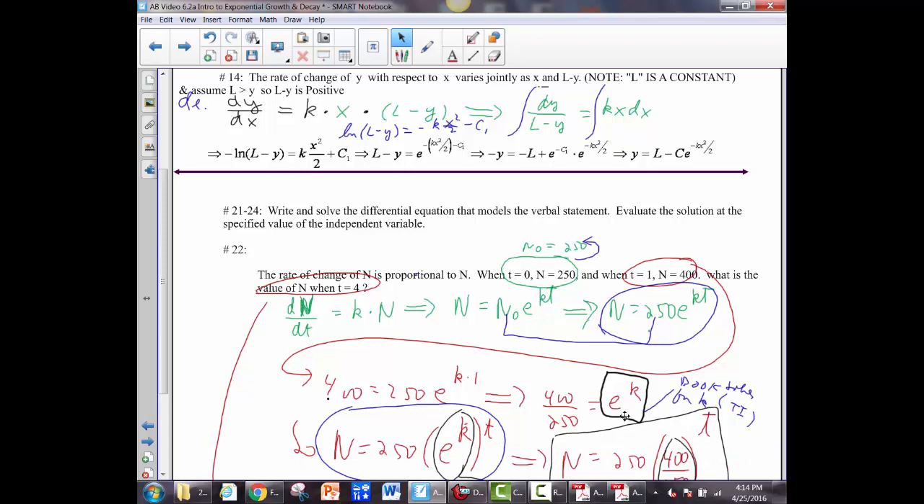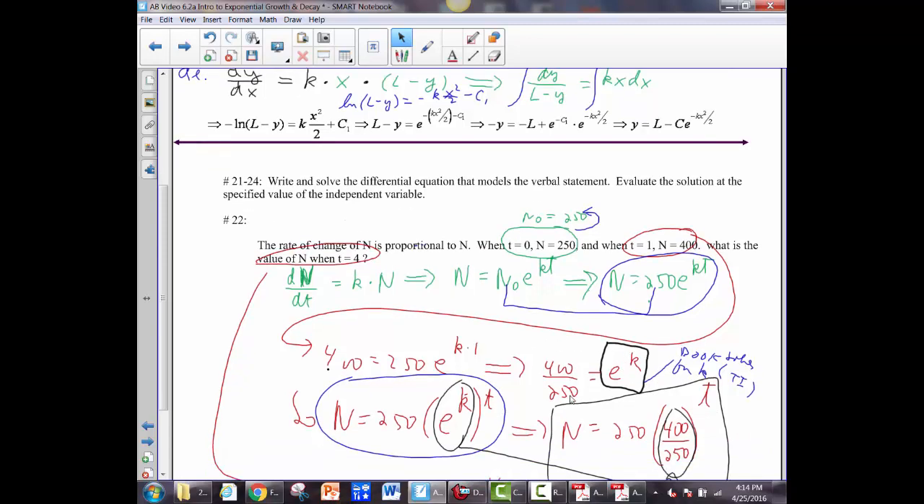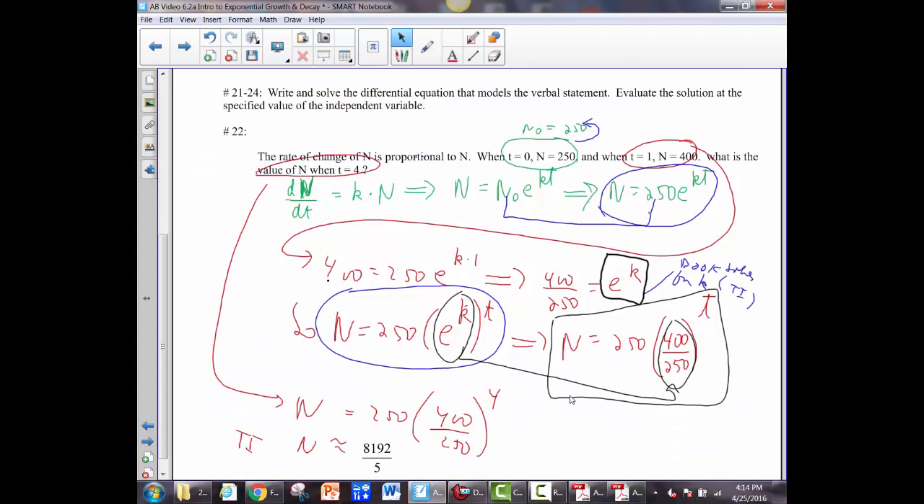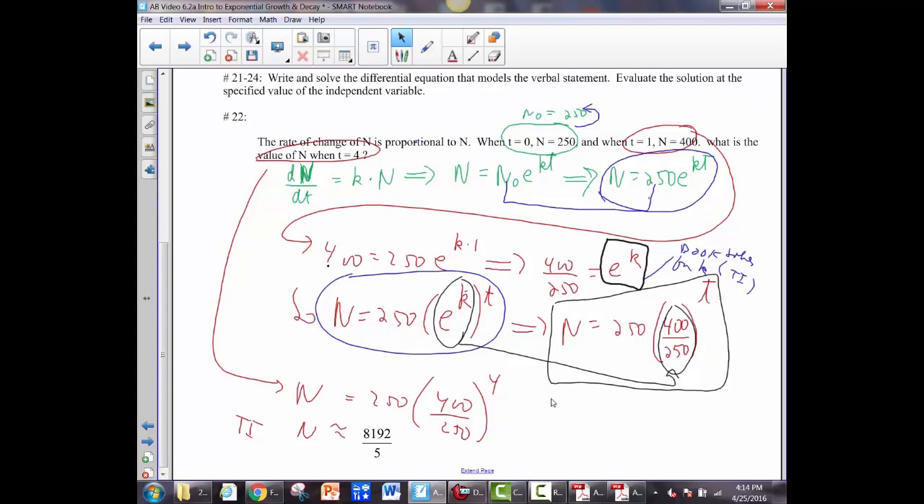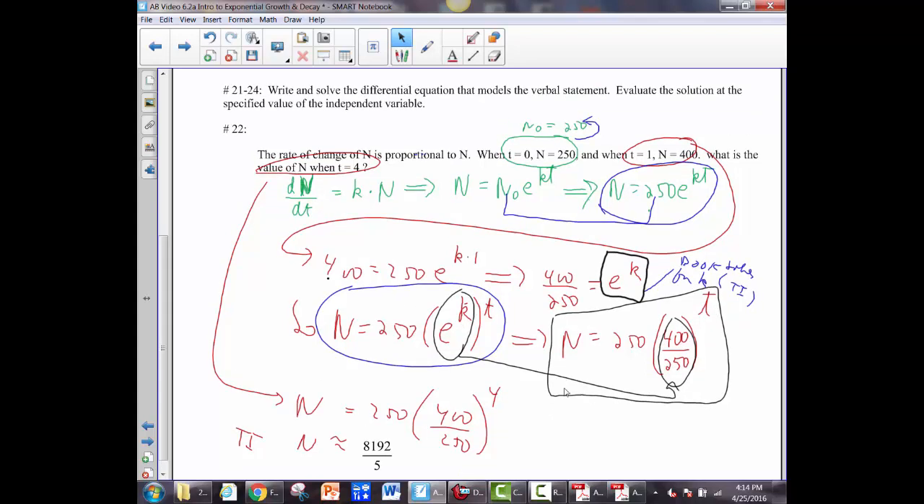Now the book is actually going to solve for k. They're going to just take this equation and get this ugly decimal. Personally, I'm not going to, and nor will the AP. I'm going to take my n equals 250 e to the kt, and I will replace e to the kt by e to the k, to the t. Now I can take e to the k as 400 over 250, to the t, and that'll be your answer: 250 times (400 over 250) to the fourth.